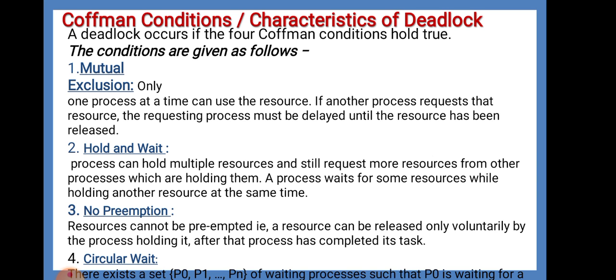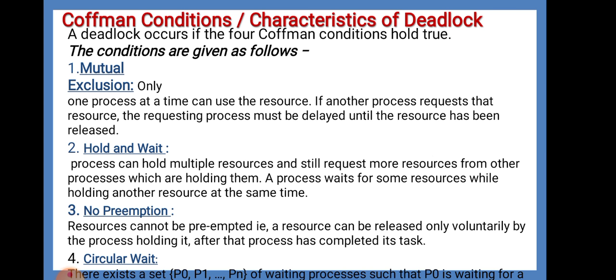So what is mutual exclusion here? Only one process at a time can use the resource. No other process can use the resource at the same time. This is nothing but mutual exclusion. Only one process at a time can use the resource.